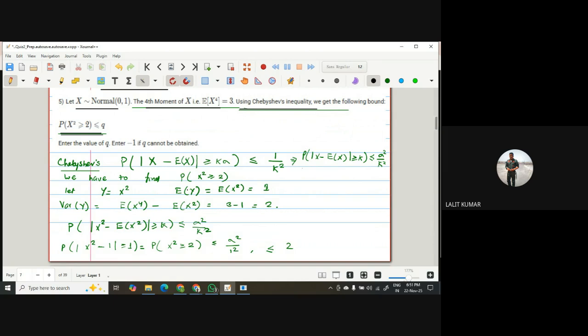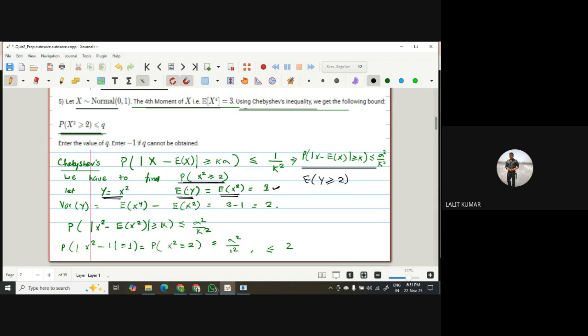square, which we can also write as probability of x minus E[x] greater than k is less than standard deviation by k square. So here we have to find probability of x square greater than or equal to 2. If we take y is equal to x square, then we have to find probability of y greater than or equal to 2. Expected of y will become expectation of x square. It is a normal distribution, so expectation of x square is 1.